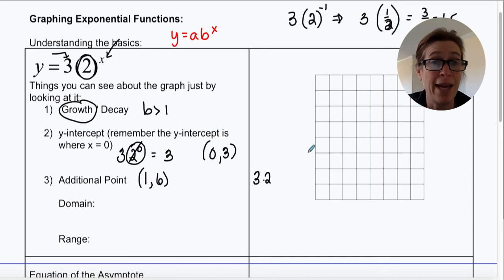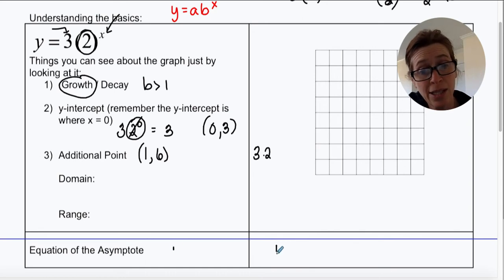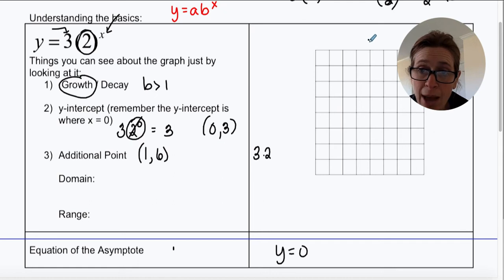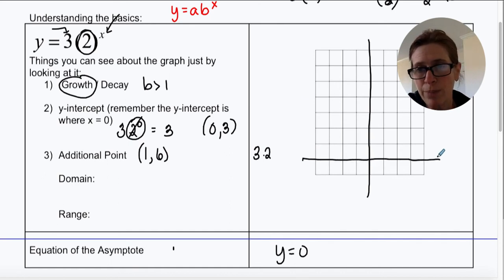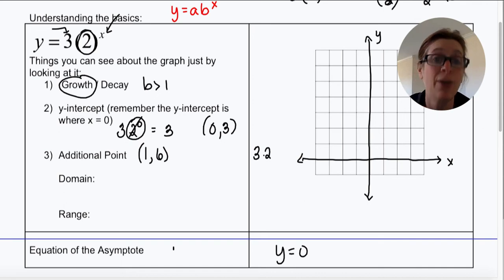All right, I'm going to graph that, but I am going to put in my equation, my asymptote. So my asymptote would be, in this case, y equals 0. I'm going to put in an xy axis right down the middle. I'm actually going to lower my x-axis to here. That's why I gave you a blank one. So there's my x-axis, my y-axis, and now I'm going to plot the points. Now I do have to know the general shape. So (0, 3) is my y-intercept, and (1, 6) is on the graph.